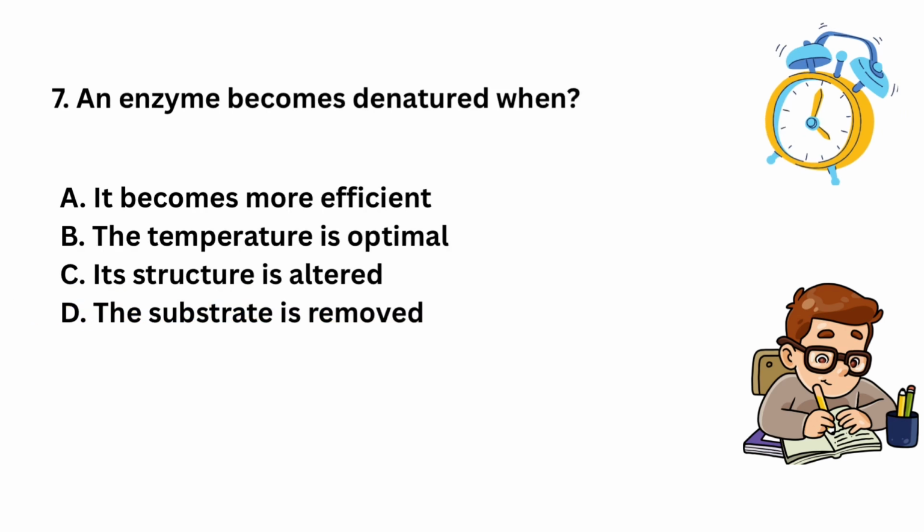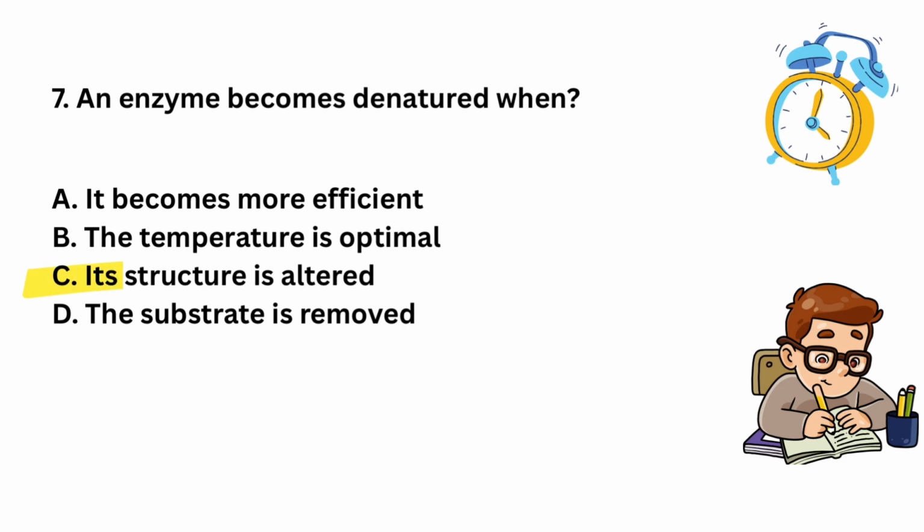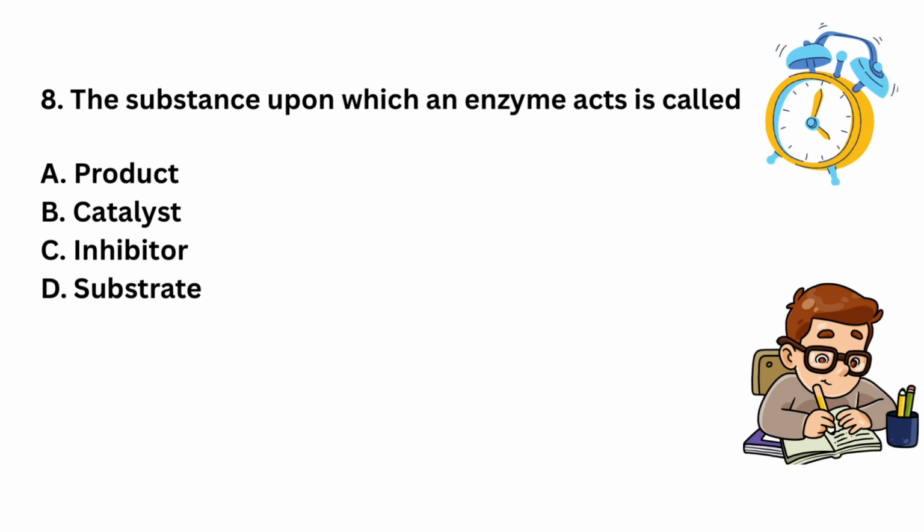Question number 7 says, an enzyme becomes denatured when. The answer is when its structure is altered. Question number 8 says, the substance upon which an enzyme acts is called. The answer is substrate.